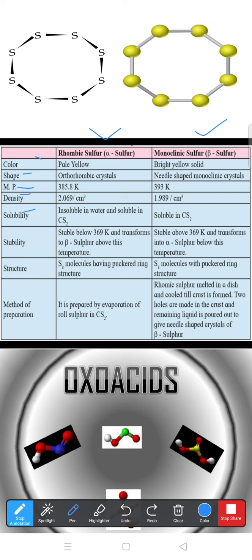Then regarding solubility, alpha sulfur is insoluble in water but it is soluble in carbon disulfide, which is a good organic solvent.